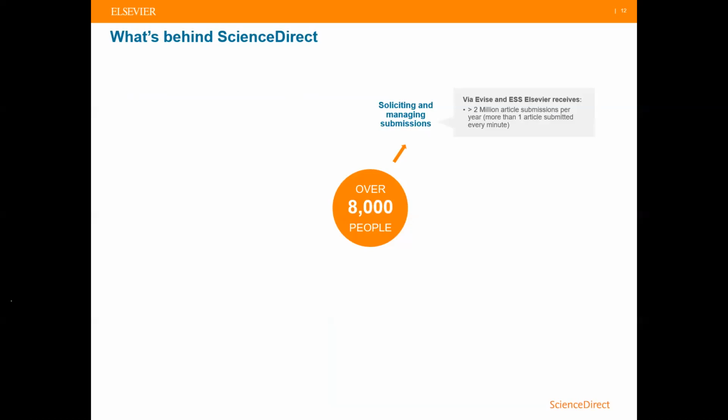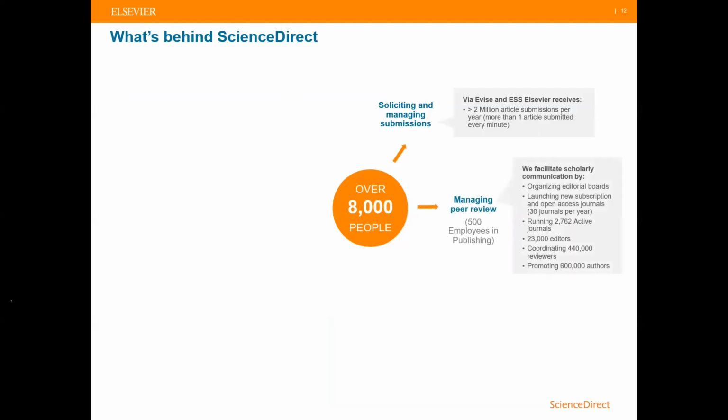Over 2 million article submissions are submitted to Elsevier every single year, and this is a very substantial number of submissions. Most of the time, people therefore ask, if you receive about 2 million articles, how many articles are actually being published? The number is approximately 480,000 articles published every single year.